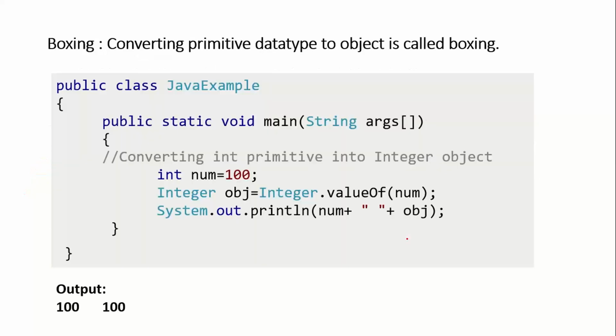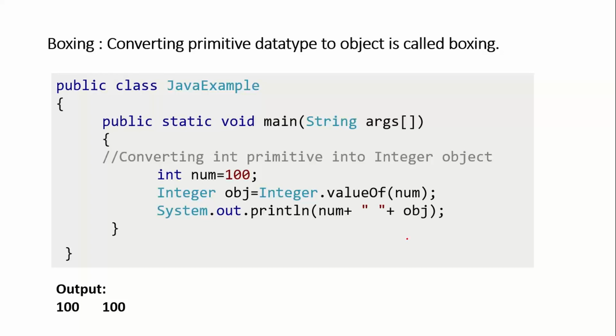The next thing is boxing. What is boxing? The conversion of a primitive data type to an object is called boxing, and the reverse of it, the conversion of an object into a primitive data type, is unboxing. First, we will see what boxing is. Your primitive data type is converted or wrapped into the form of an object. This procedure is called boxing.